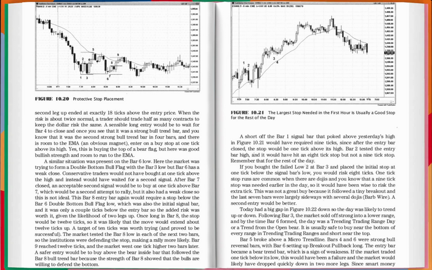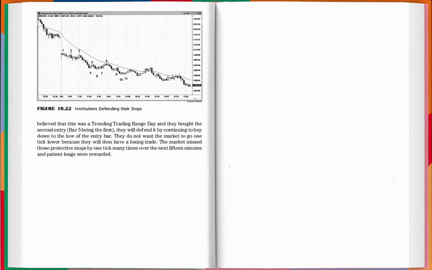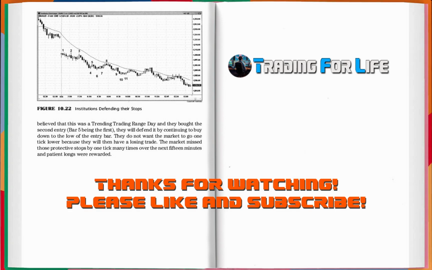The entry bar became a bear trend bar, which is a sign of weakness. If the market traded 1 tick below its low, this would have been a failure, and the market would likely have dropped quickly down in 2 more legs. Since smart money believed that this was a trending trading range day, and they bought the second entry, bar 5 being the first, they will defend it by continuing to buy down to the low of the entry bar. They do not want the market to go 1 tick lower, because they will then have a losing trade. The market missed those protective stops by 1 tick many times over the next 15 minutes, and patient longs were rewarded.